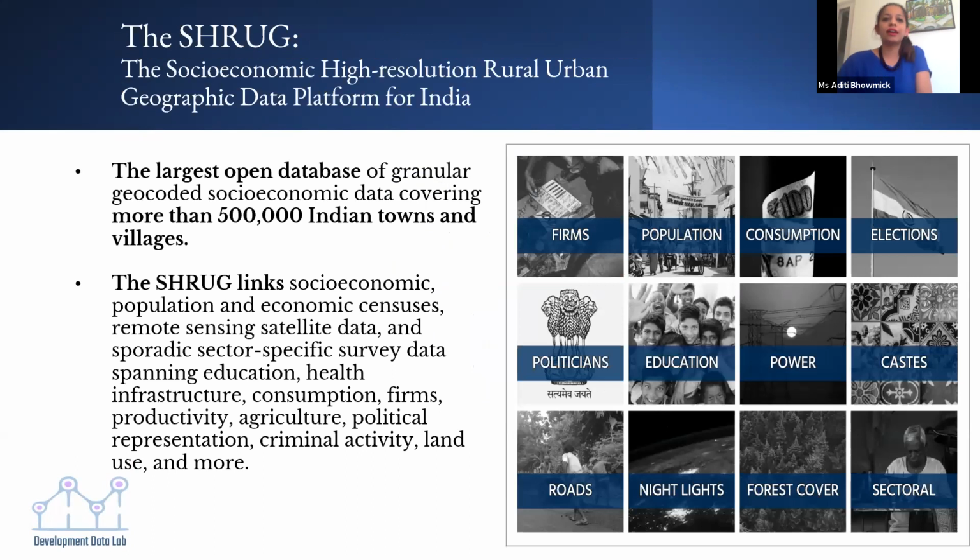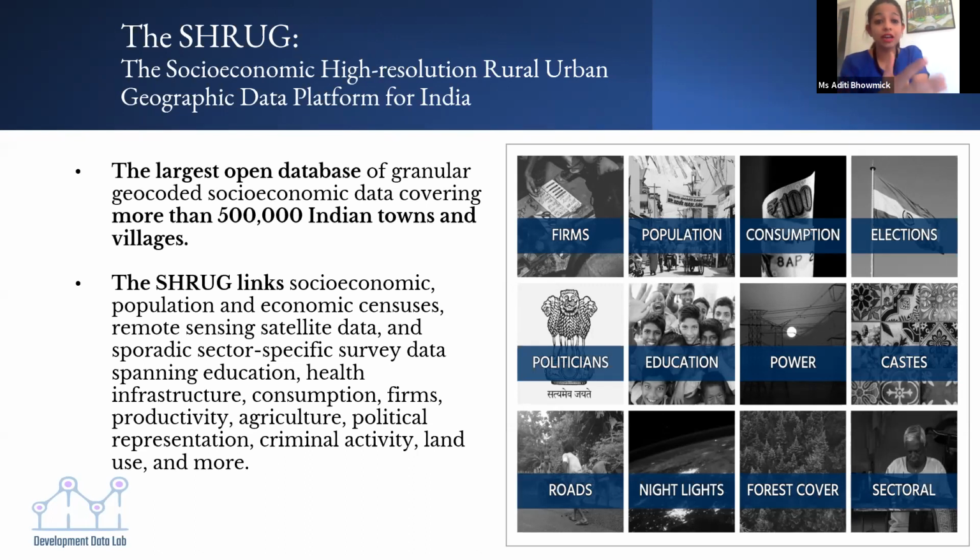Okay, so what is the Shrug? I've mentioned it about 10 times by now. It's the socioeconomic high resolution rural urban geographic data platform for India. It's quite a mouthful, so it's widely known by its acronym. It is currently the largest open access socioeconomic geocoded data set in the developing world.